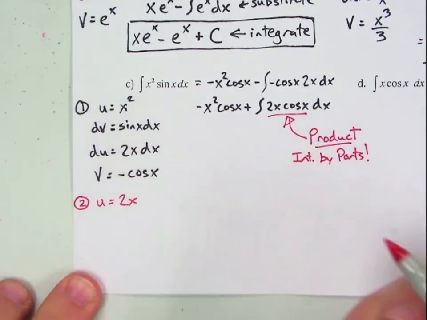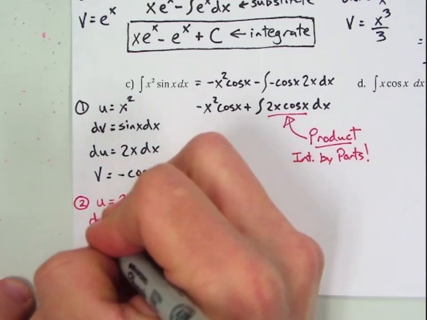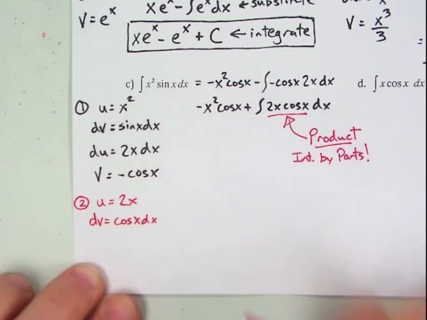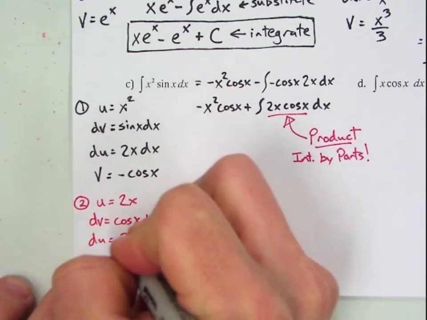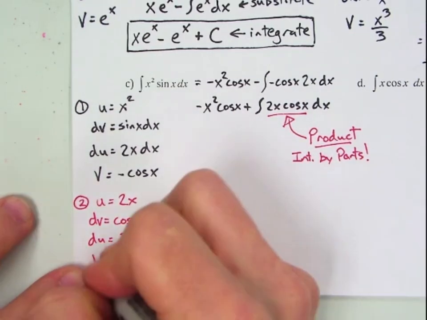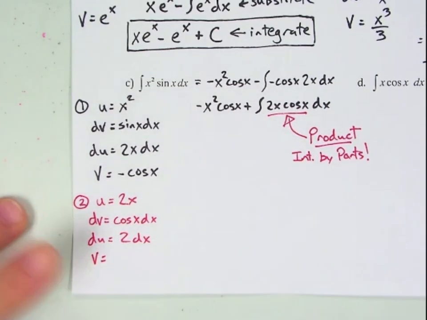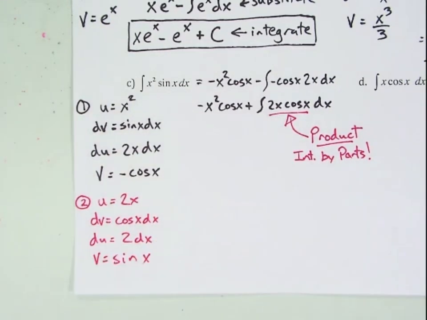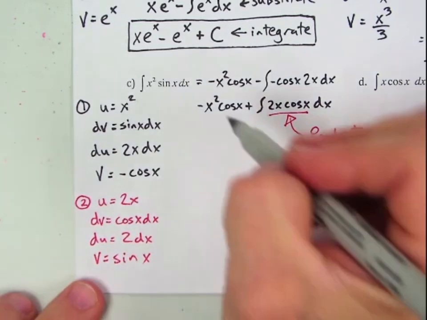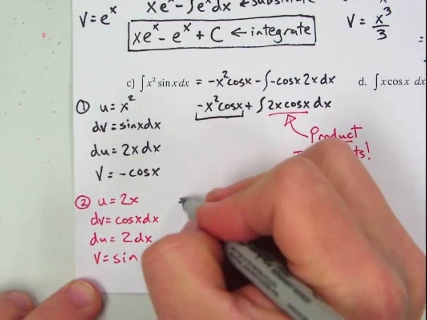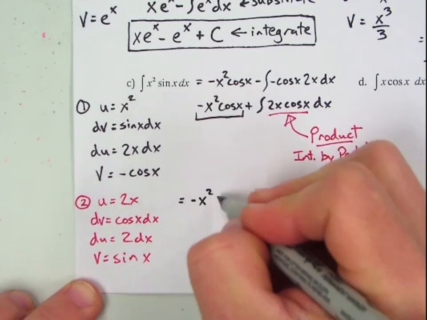dv is cosine x dx. du equals 2 dx. Notice that's getting even simpler. And integrating cosine x is easily done: sine x. Now, in this process, we don't want to lose our original uv. That's still part of our answer, so we tag it on with parentheses after the plus.